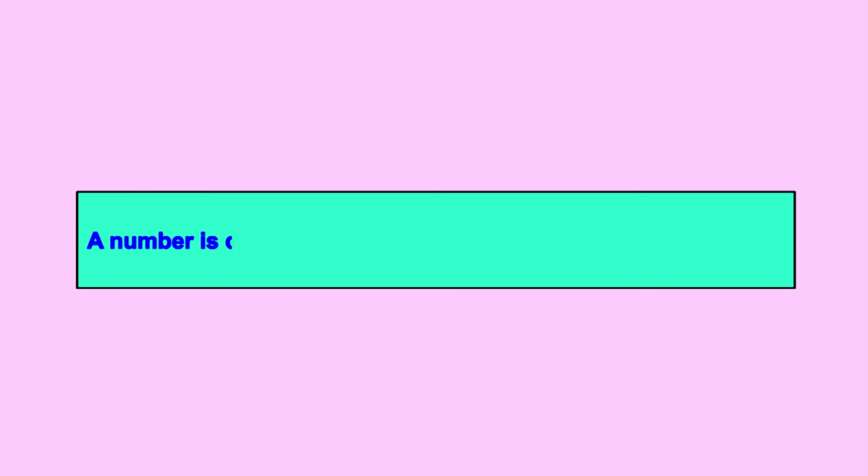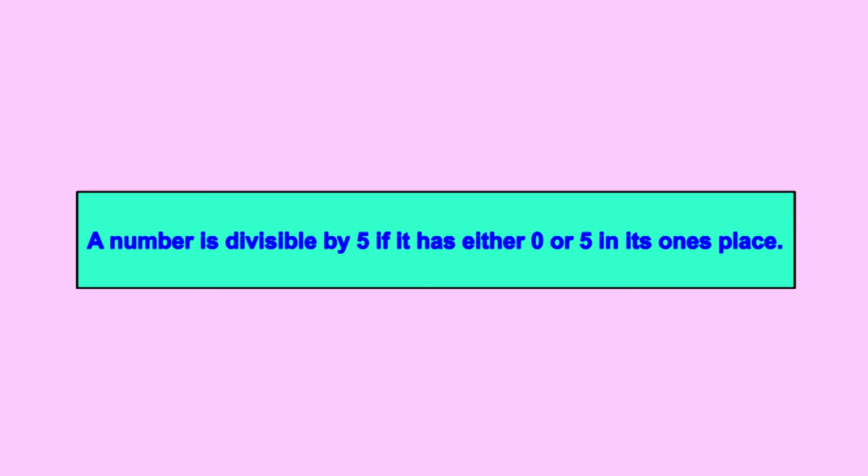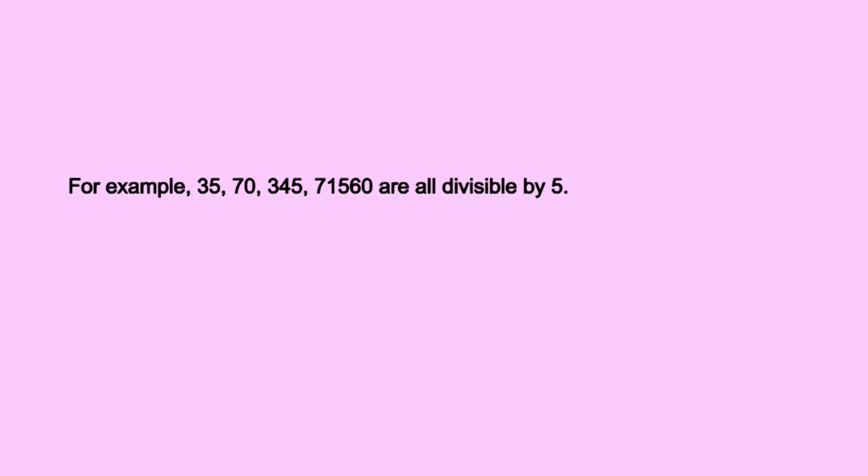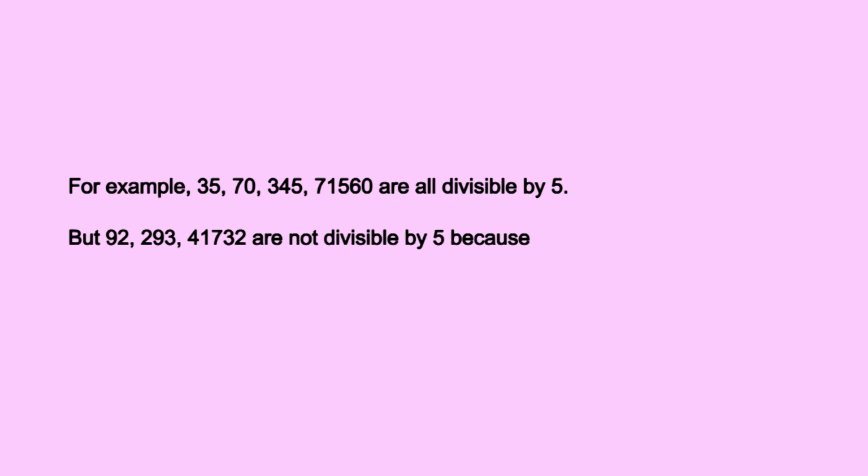A number is divisible by 5 if it has either 0 or 5 in its ones place. For example, 35, 70, 345, 71,560 are all divisible by 5, but 92, 293, 41,732 are not divisible by 5 because they have digits in their ones place other than 0 or 5.